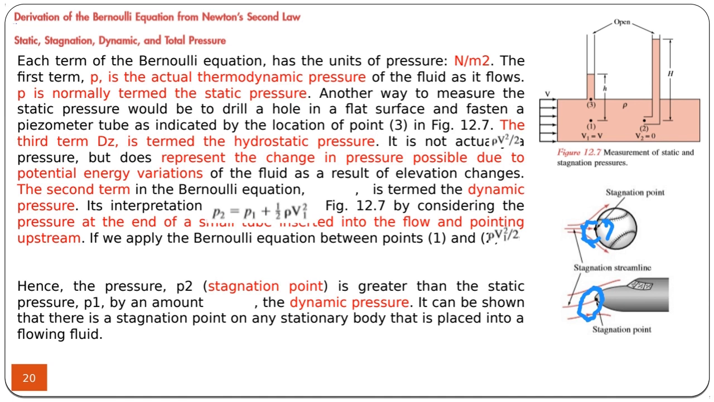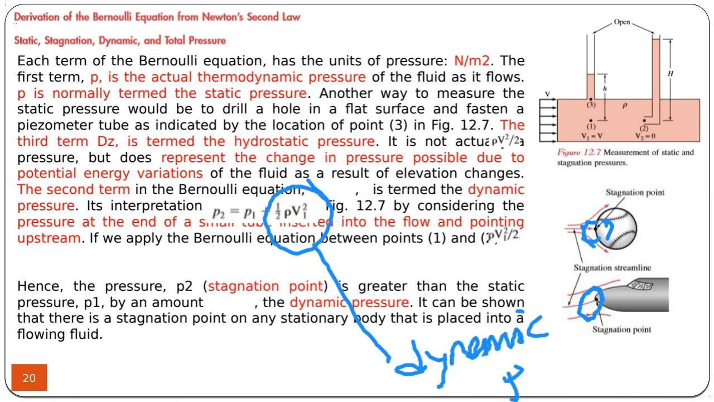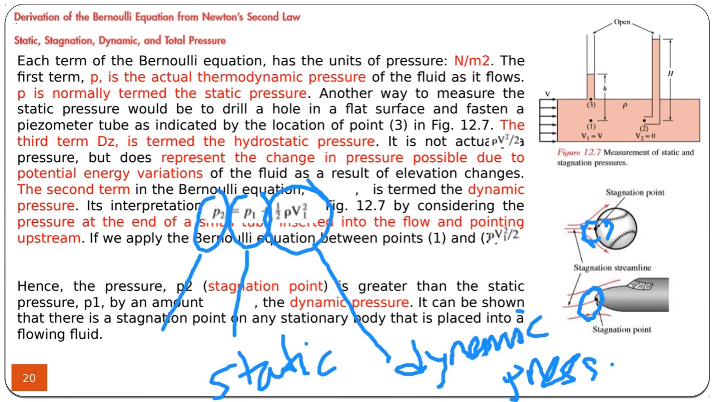Because this rho V squared divided by 2 is called dynamic pressure, because of the flow. And this is the static pressure. And that one is the total pressure. What happens in the front of the airplane or the ball, what happens at the stagnation point, is the total pressure increases. It's called the stagnation pressure.